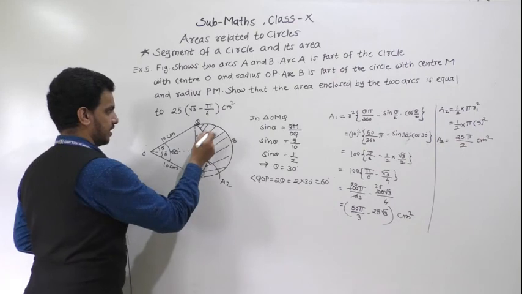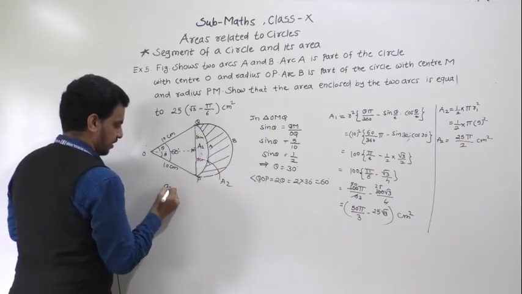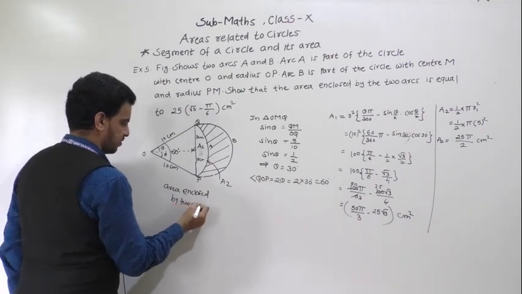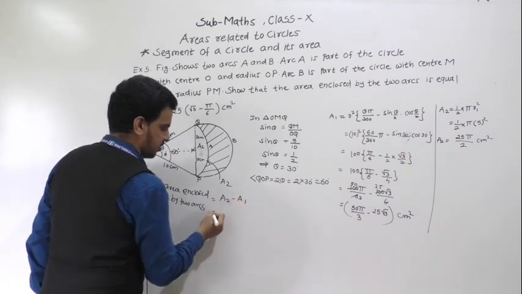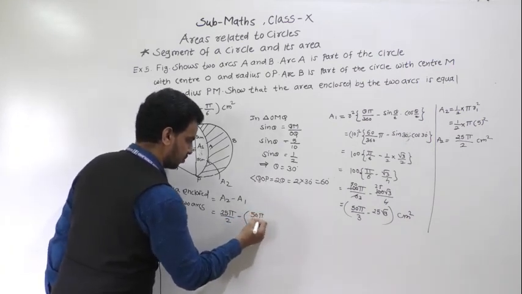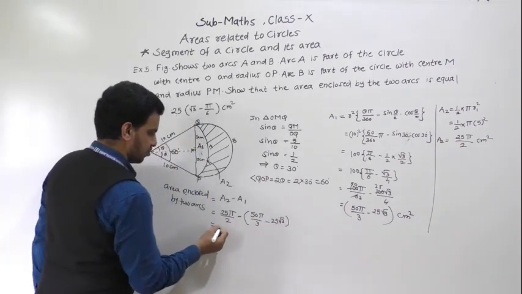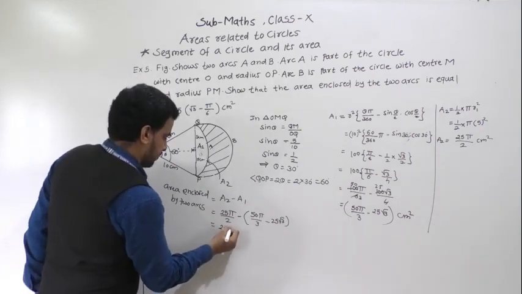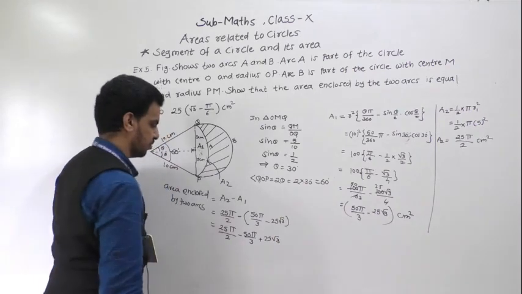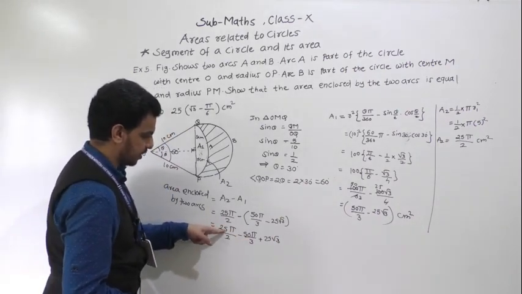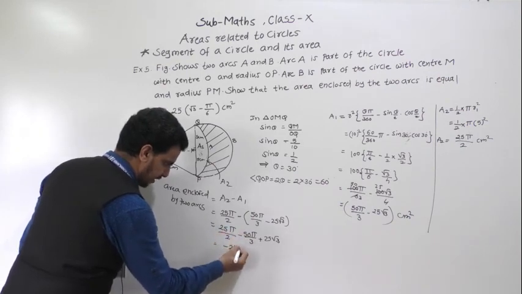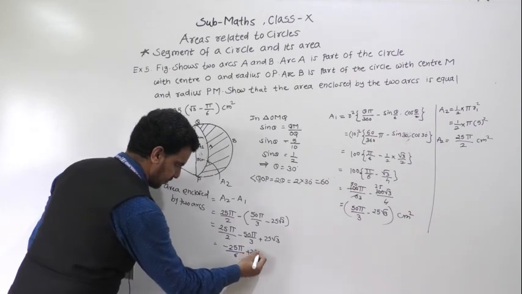Now we have to find this shaded region, or we can write, the area enclosed by two arcs is equal to A2 minus A1. So A2 is 25 pi upon 2 minus this region, 50 pi upon 3 minus 25 root 3. If we simplify this, 25 pi upon 2 minus 50 pi upon 3 plus 25 root 3. If you make the same denominator, 25 threes are 75 pi minus 100 pi, so that is minus 25 pi upon 6 plus 25 root 3.